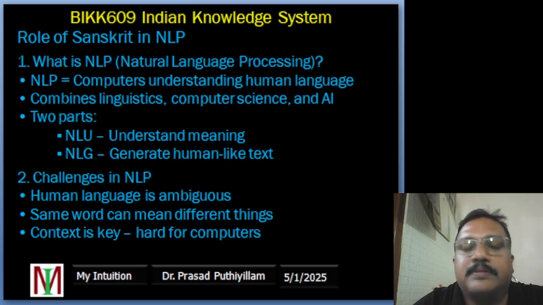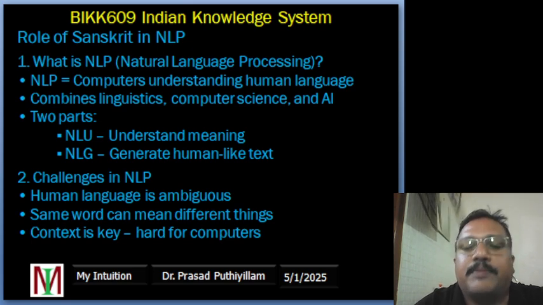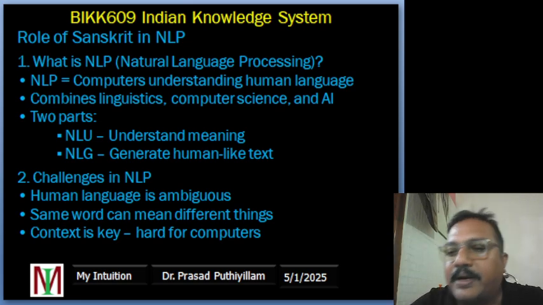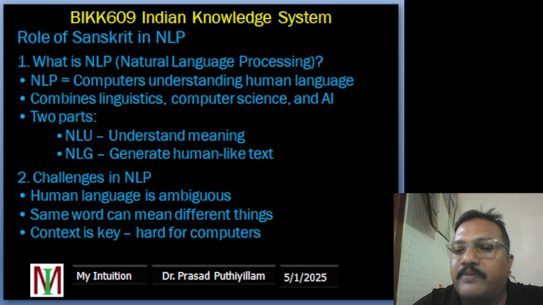And why is NLP very hard? Because the language is tricky. We humans use words in many different ways. For example, take the word bat. It can be a cricket bat, or it can be a bat which is flying. We humans can understand, but the machine can't understand. Therefore, we need a language which the machine can understand.